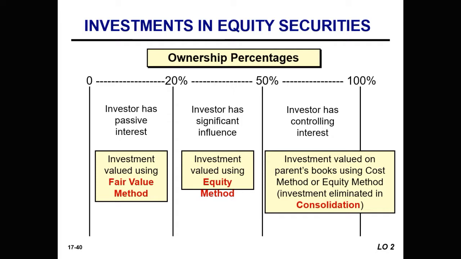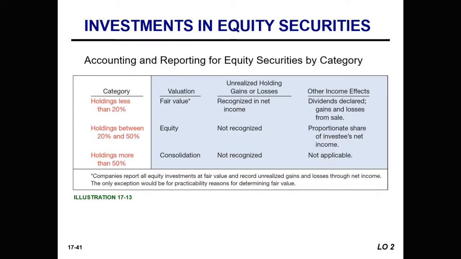So here's a nice little chart that shows you how we deal with the accounting and the reporting for equity securities depending on the category that they fall in. Whether the holding is less than 20%, if it's 20 to 50, or if it's more than 50. Now you'll notice that when we're using fair value, we recognize the unrealized holding gain or loss in the net income account.